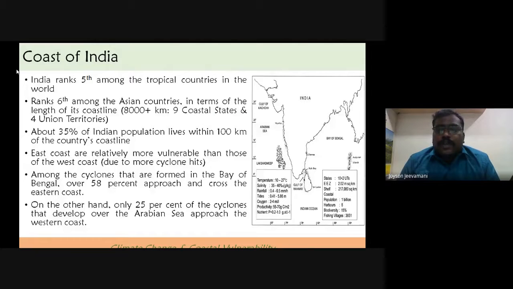The East Coast is relatively more vulnerable than the West Coast. Today also we are seeing Nivar cyclone passing along the eastern coast. This stretch has more cyclone hits and more vulnerable features. Here, in the statistics I have provided, of the cyclones we receive in the Bay of Bengal, 58% cross the eastern coast, whereas of those forming in the Arabian Sea, only 25% fall on the land. This shows how vulnerable the East Coast and West Coast are to climate change.